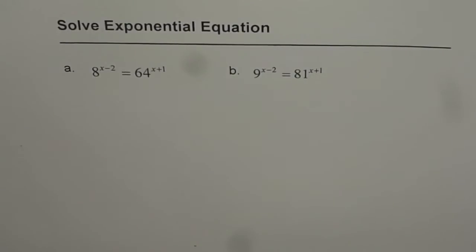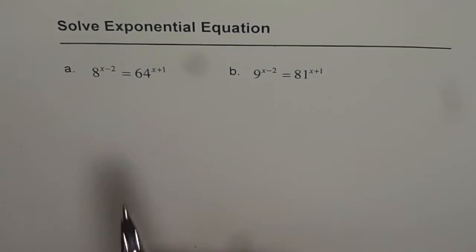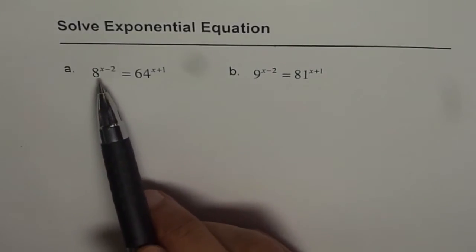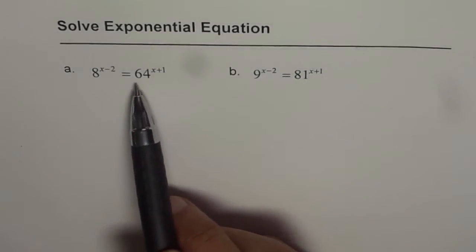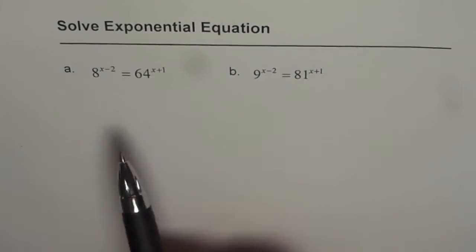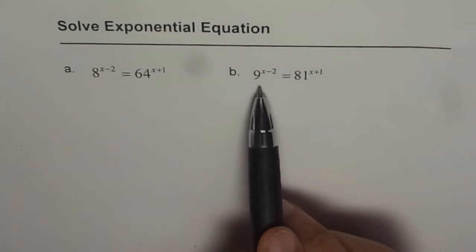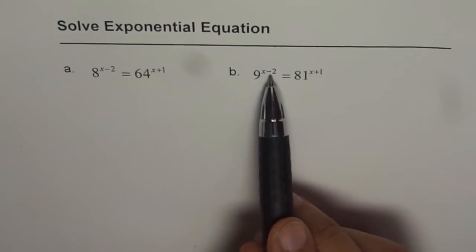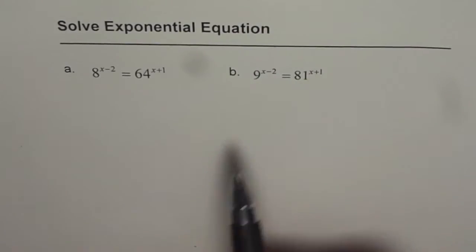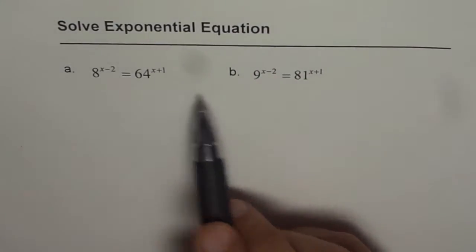Let us understand how to solve exponential equations. We have two equations here. One is 8 to the power of x minus 2 equals 64 to the power of x plus 1, and the other one is 9 to the power of x minus 2 equals 81 to the power of x plus 1. Well, these are almost the same equations, right?